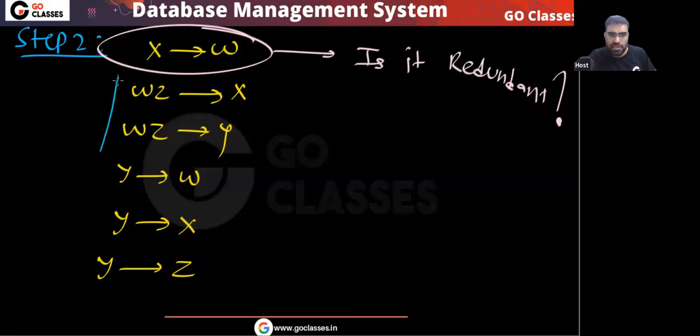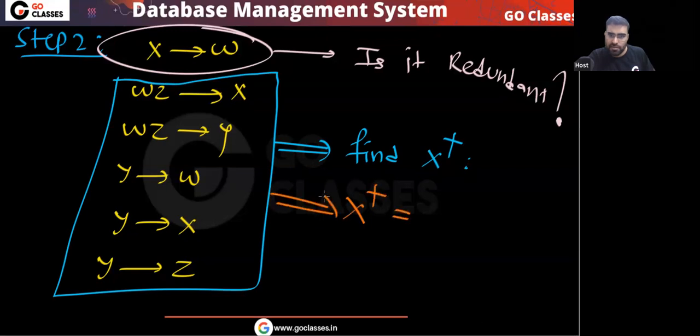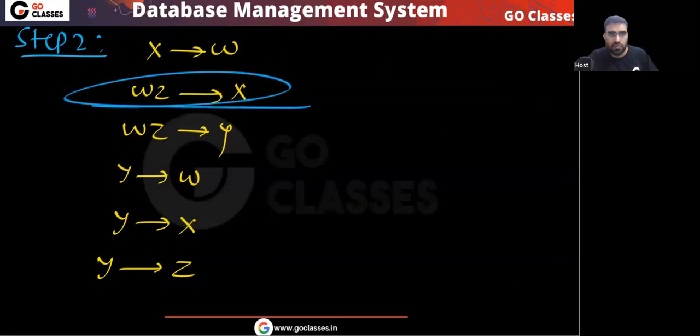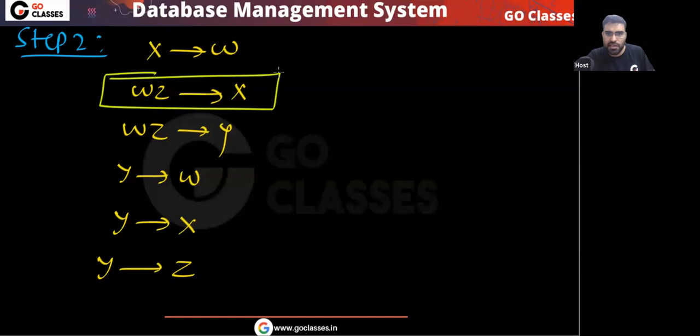If you want to check whether this is redundant or not, what will you do? In this you will find X plus. So tell me, what is X plus in this? That is X only. So can I say this is not redundant? Yes or no? So this is not redundant. Okay. Now, what about the next one? What about this? WZ determining X. Please tell me about this one. Is this redundant?